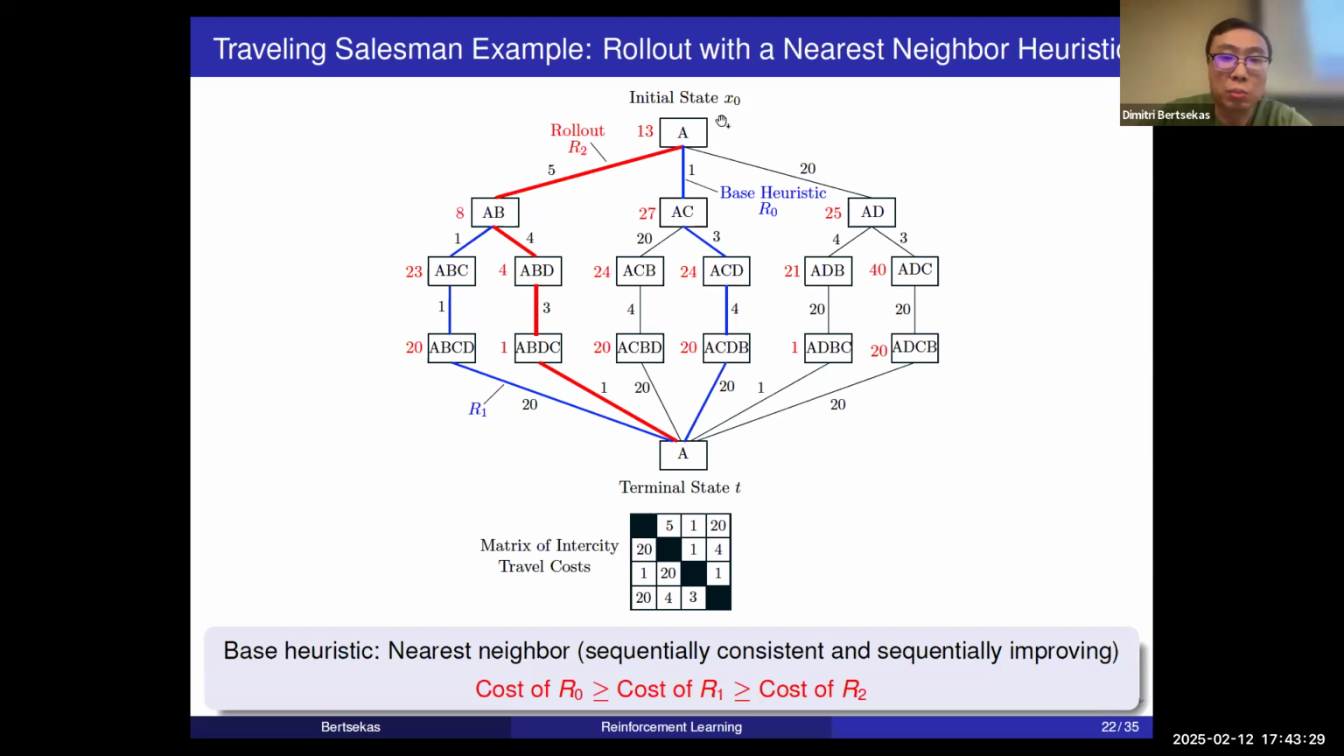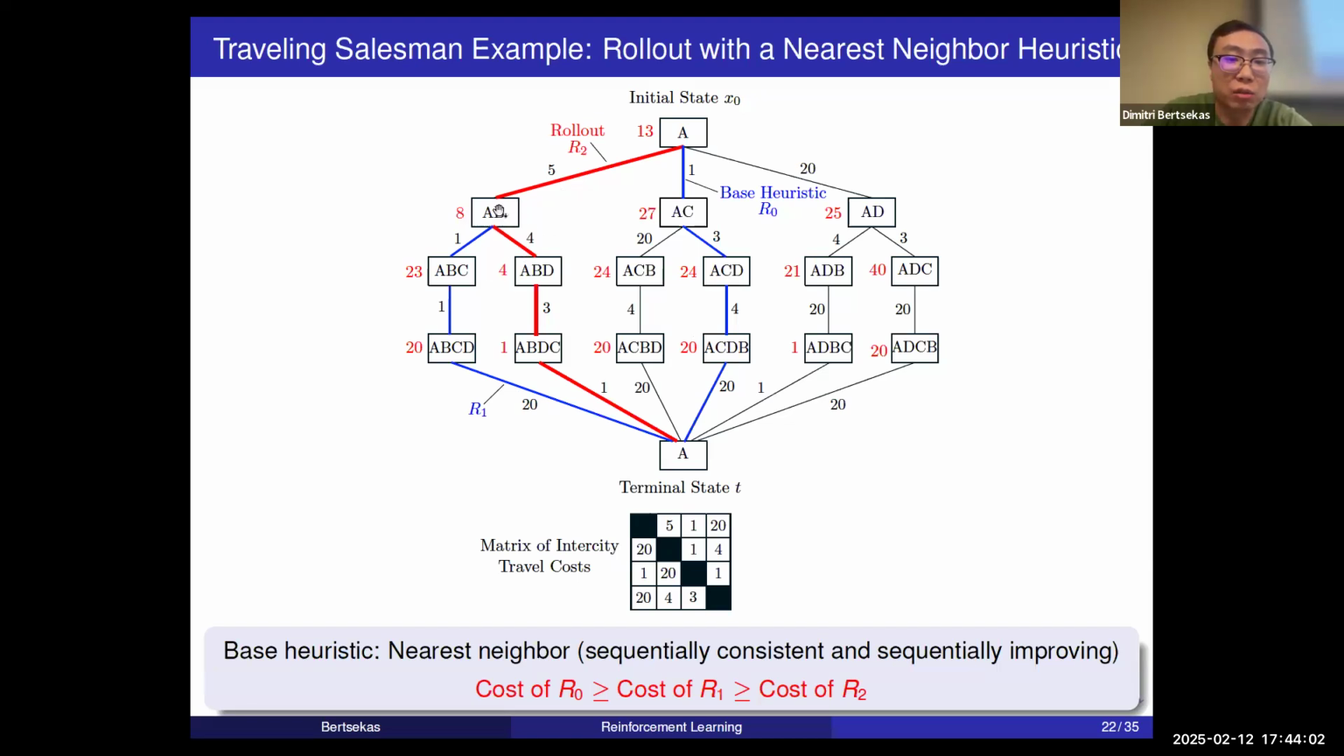Now let's repeat the whole procedure. Starting from this city, the base heuristic is going to give us R0, which is this trajectory, 1 plus 3 plus 4 plus 20, which is 28. However, the first step of rollout gives us this tour, which is 5 plus 1 plus 1 plus 20, which is 27, smaller than 28.